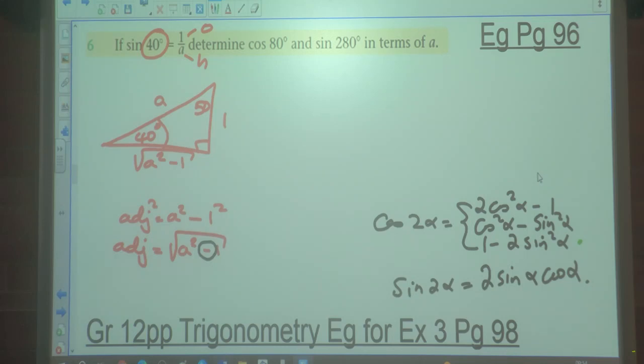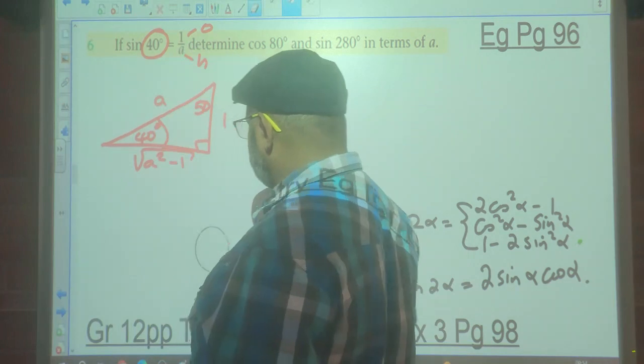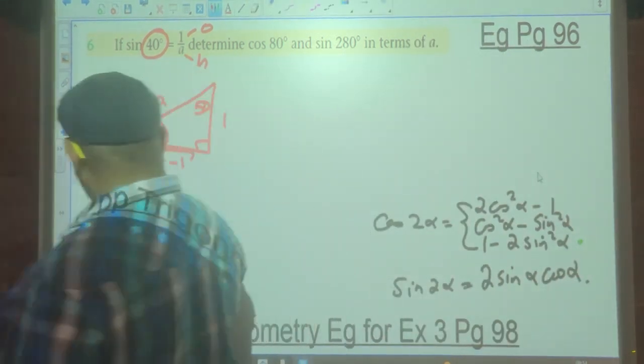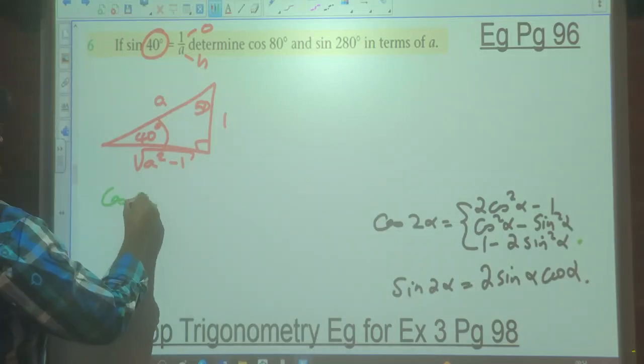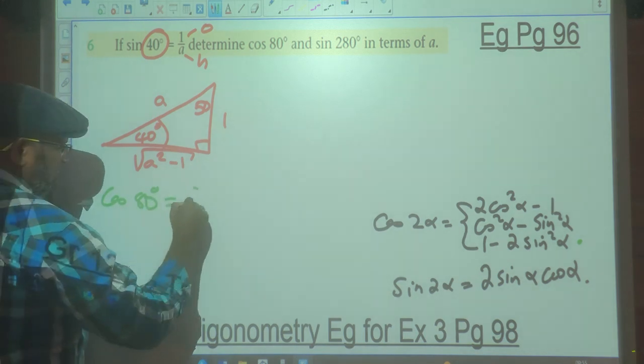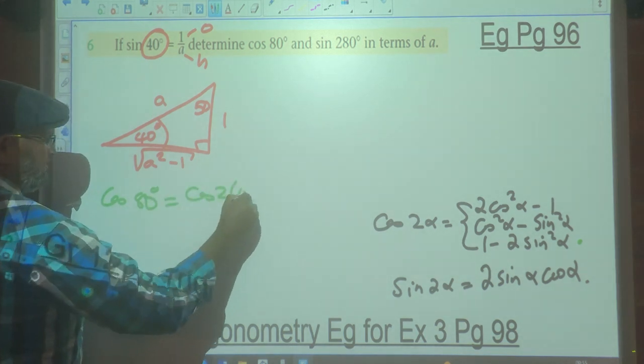Have you answered the question? No. Let's answer the question. You will say cos of 80. So what I need to do is link this 50 or this 40. So cos of 80, how are you going to link 50 or 40? 2 multiplied by 40. Nice. So it's cos 2 times 40.